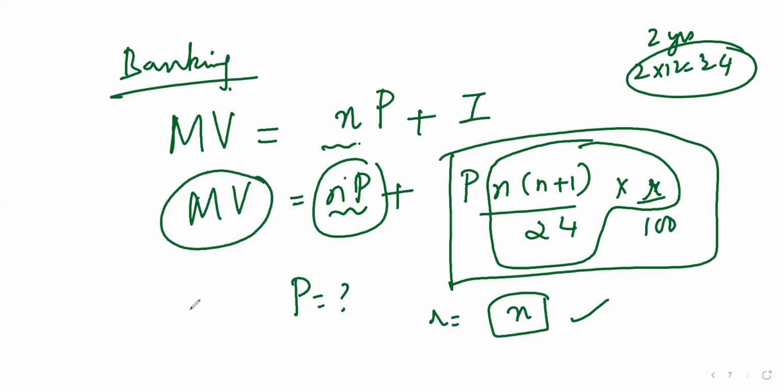If they've asked for MV or P, it is really straightforward because you can just use the formula. But if they ask for N, when you expand this you can see the N into N plus 1 term, so it becomes N square. You'll get 2 values, and N, remember, is always a positive number.